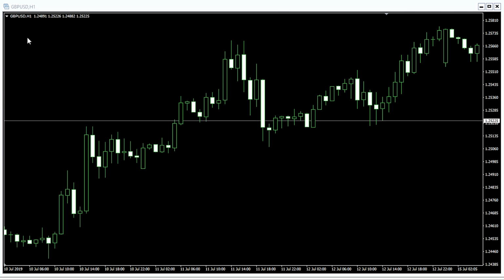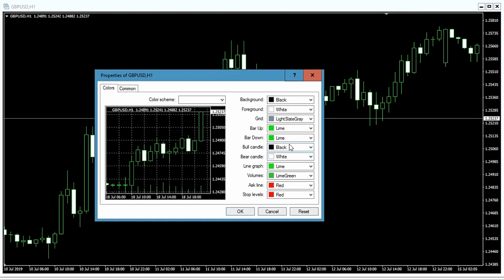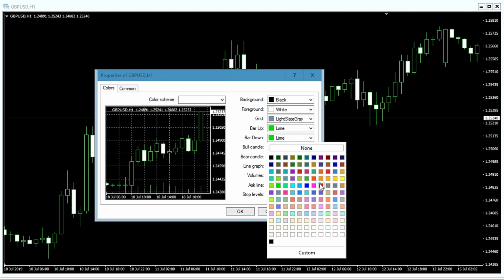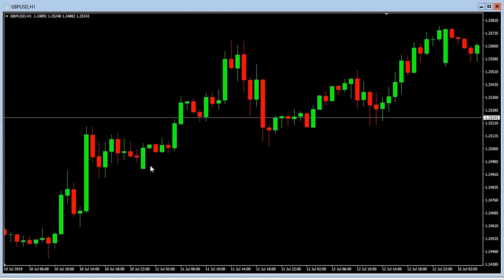Now here is a GBP USD 1 hour time frame chart. Go to properties and turn the bar down as red, the bull candle as lime, and the bear candle as red, and then click OK. Now here you've got the candles, the green candles showing the market is going up, and the red candles showing the market is going down.